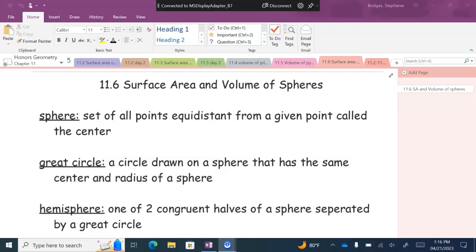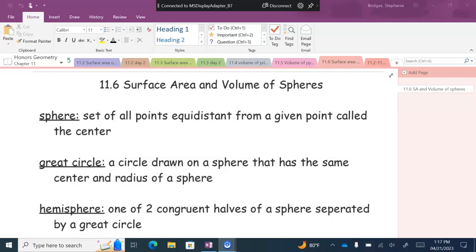The great circle is a circle drawn on a sphere that has the same center and radius as the sphere. What could we relate to the great circle on planet Earth? The equator. Okay, the great circle. That's what cuts the Earth in the middle of the Earth around it.